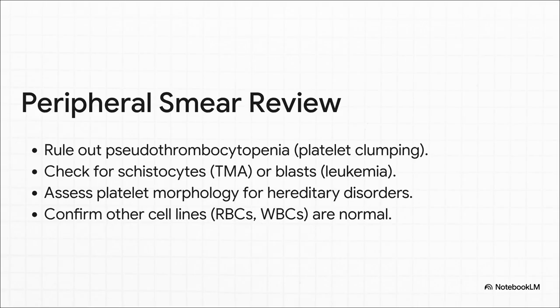Next, scan the red cells. Are they normal or are they fragmented and torn up? These fragments are called schistocytes, and they are a massive red flag for a medical emergency called a TMA, definitely not ITP. Then look at the white cells. Are there a bunch of weird immature blasts floating around? That could be leukemia. In true ITP, the red cells and white cells should look pretty much normal. You're confirming it's an isolated problem with the platelets.